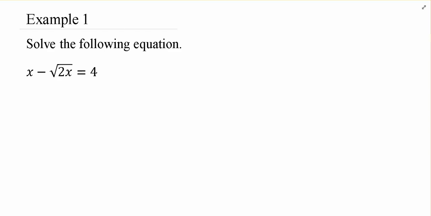The first review problem I want to look at is a problem that involves a square root. And so we should remember that when we have a square root, we're going to undo that by squaring, but we want to get this square root by itself first. So in this problem, I would start off by subtracting the x to the other side.